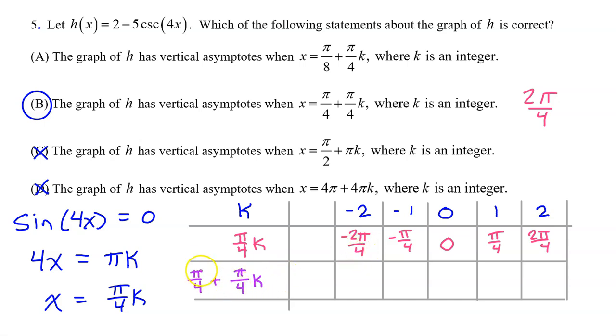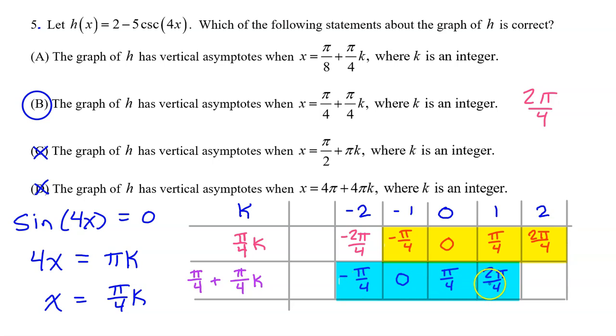Now consider the values of pi over 4 plus pi over 4k. These values will be the same as the values above plus an extra pi over 4. So, for example, 0 plus an extra pi over 4 would be pi over 4. Pi over 4 plus an extra pi over 4 would be 2 pi over 4. Negative pi over 4 plus the extra pi over 4 would be 0. Negative 2 pi over 4 plus the extra pi over 4 would be negative 1 pi over 4.